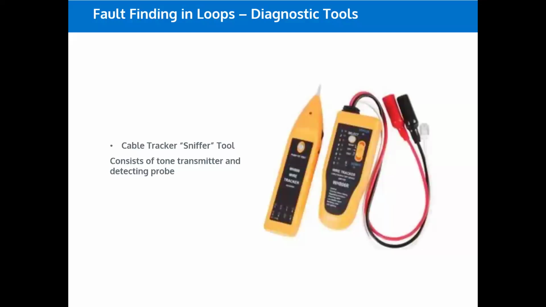Another piece of equipment, which is variable in reliability but is a useful tool to have nonetheless, is a cable tracker or a sniffer tool. I'm quite sure many of you are familiar with this piece of equipment. It's not particularly expensive, but it's made up of two components. You have a tone generator, which you connect to your loop, and then a battery-operated probe unit that picks up the tone. And we'll show you how that is used in fault finding of the loop.